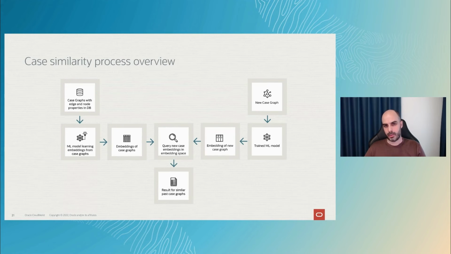Then on the right-hand side, we can see what happens when we have a new case. We would feed that case into the pipeline, and we would use the trained model to create the embeddings for that new case under investigation. Then we can use these embeddings for that particular case to find similar cases in the embedding space, and we can list those cases along with the similarity score in the Investigation Hub notebook.